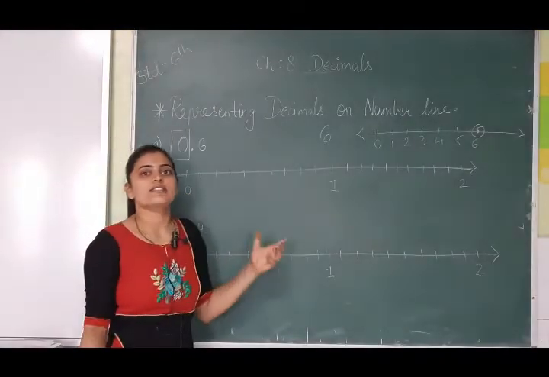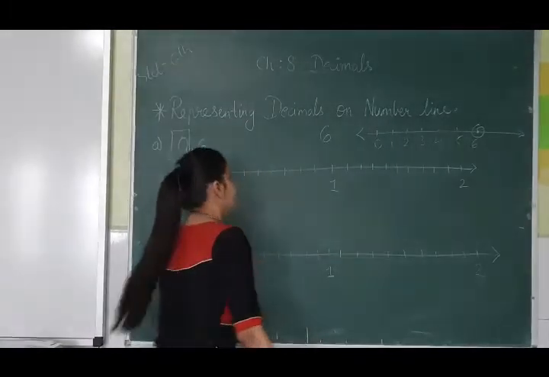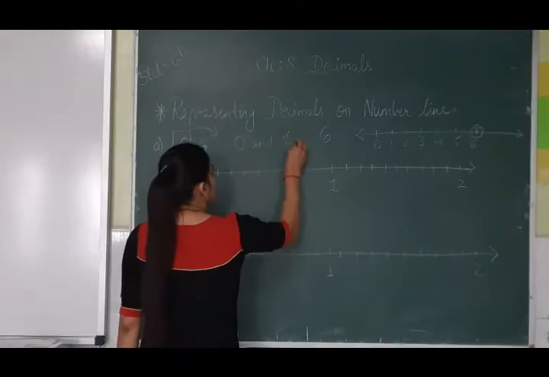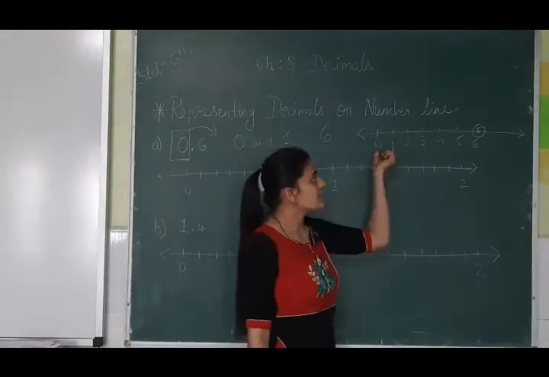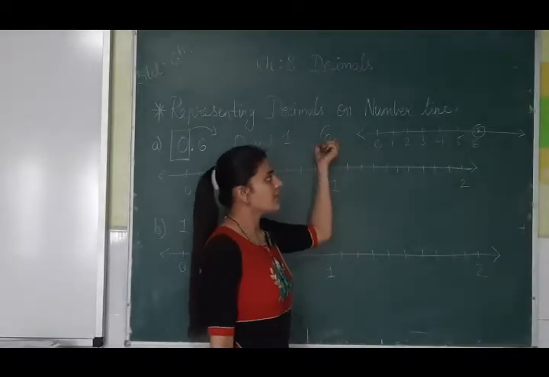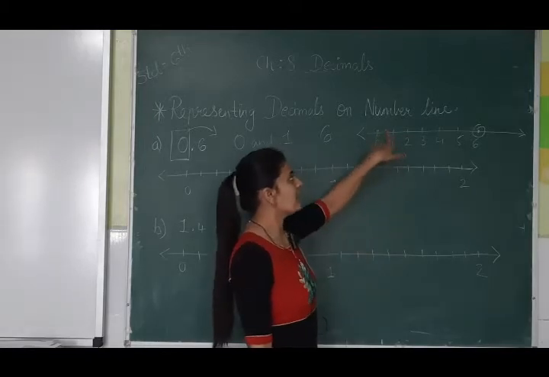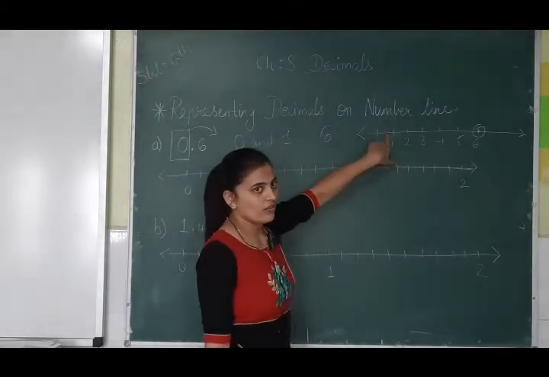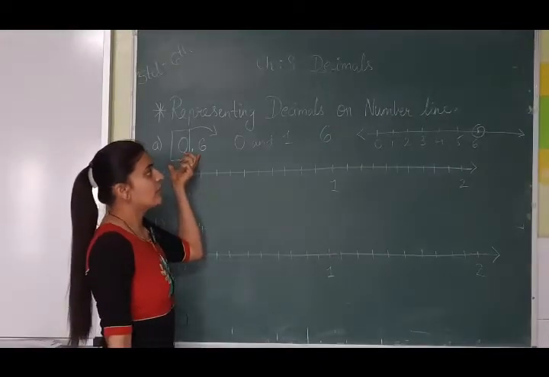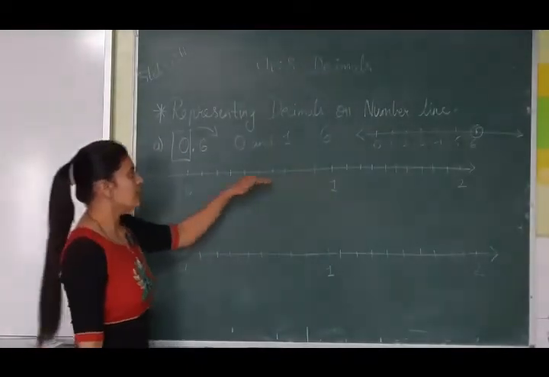So 0.6 will be between which two numbers? It will be between 0 and 1. Now here we do not have any space between 0 and 1. When you were representing only the whole number 6, we did not have any space between 0 and 1. A short space was there and we could not mark anything over here. But when you do it for the decimal point, you have to make some space between the two numbers 0 and 1.